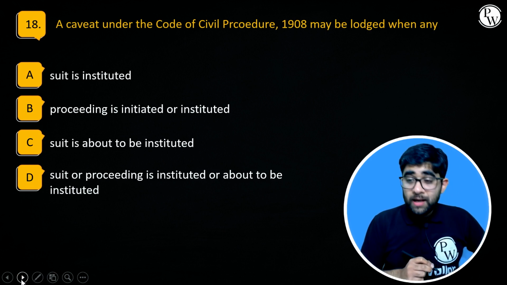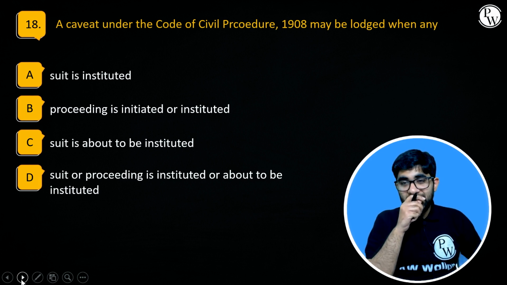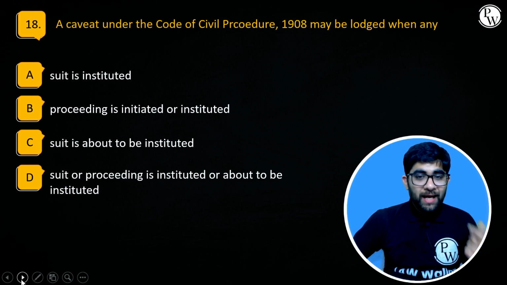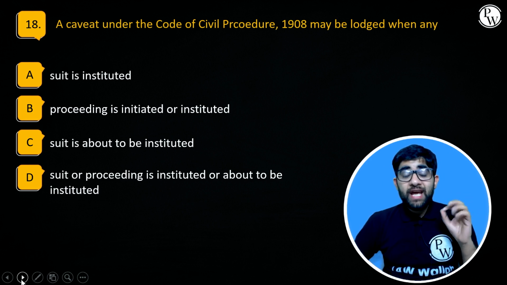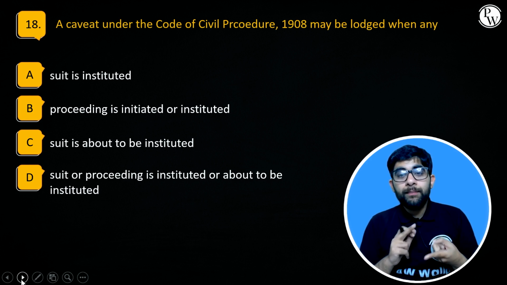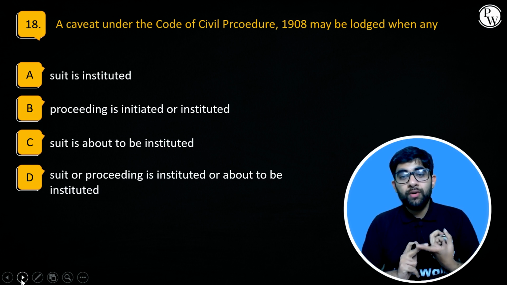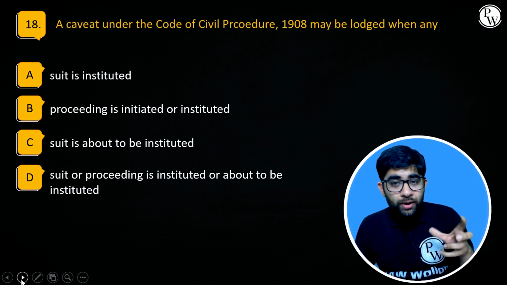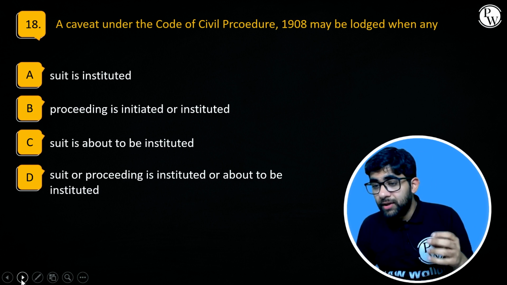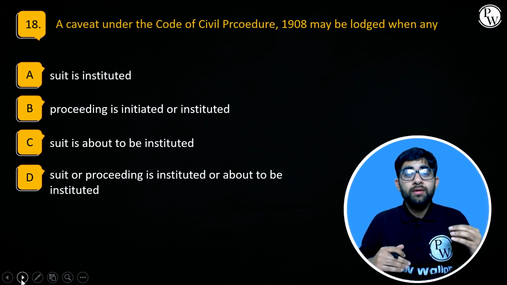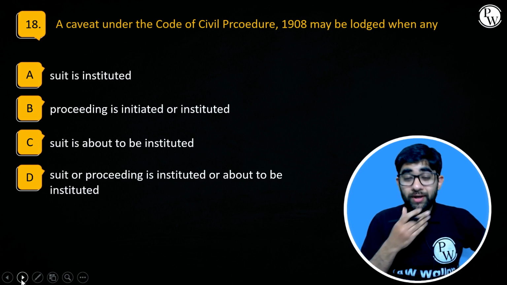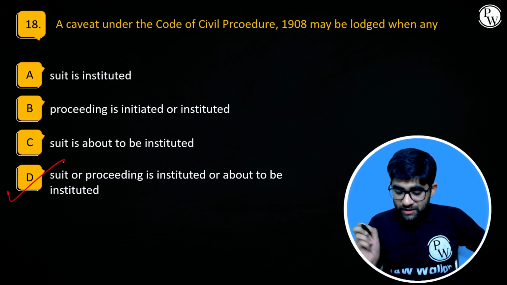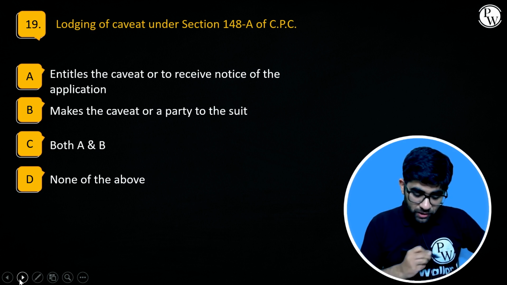Next, 18th. A caveat under the Code of Civil Procedure 1908 may be lodged when any suit is instituted, proceeding is initiated or instituted, suit is about to be instituted, suit or proceeding is instituted or about to be instituted. The answer to this is D. Suit or proceeding is instituted or about to be instituted.